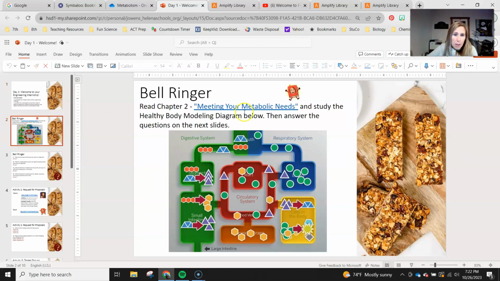Okay, so moving on to your bell ringer. You guys have a couple articles to read. None of them are really long, but we're getting a lot of the foundation out in this first day. Tomorrow we're going to start doing a lot of research between taste testing and researching stuff on the internet. So you guys are going to start by just reviewing what we learned about in the metabolism unit. So read chapter 2, meeting your metabolic needs.